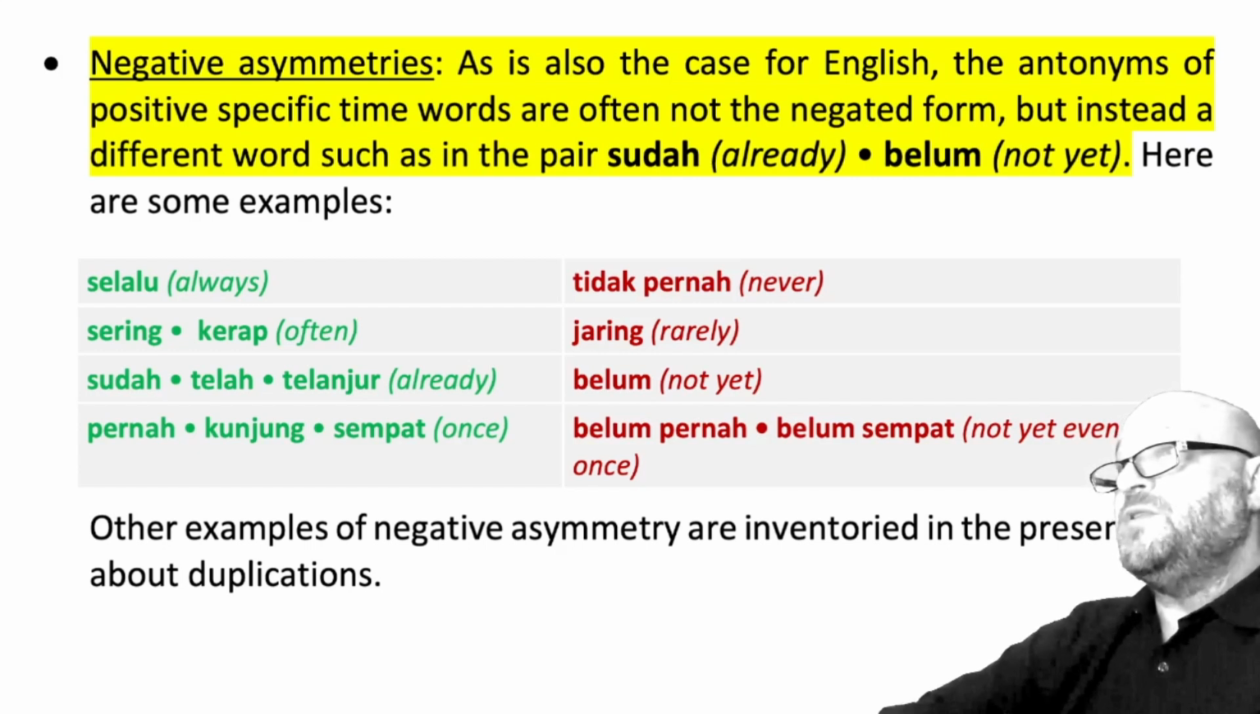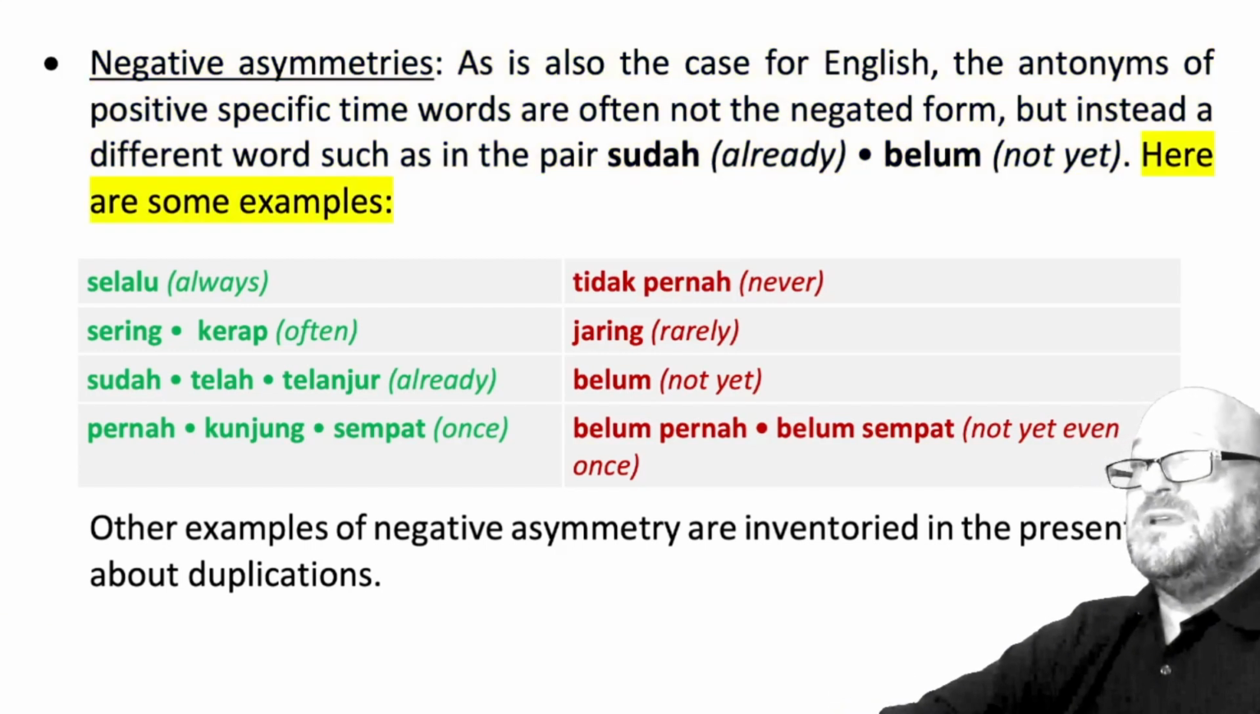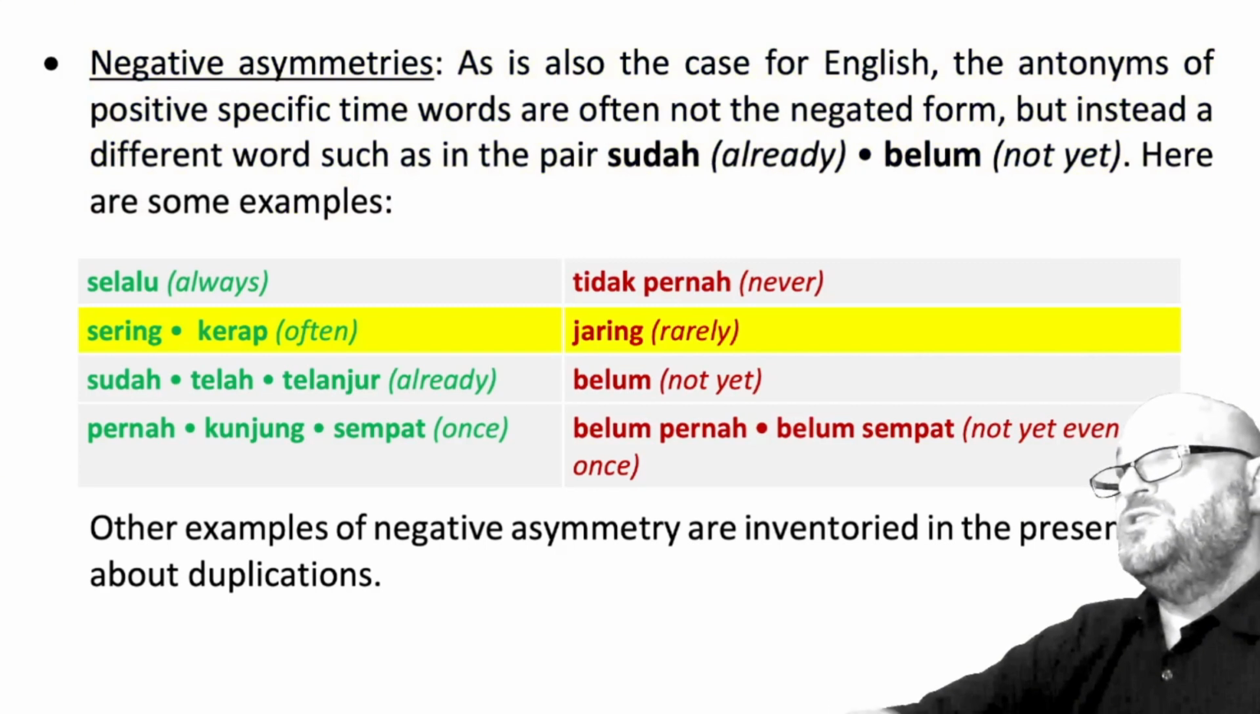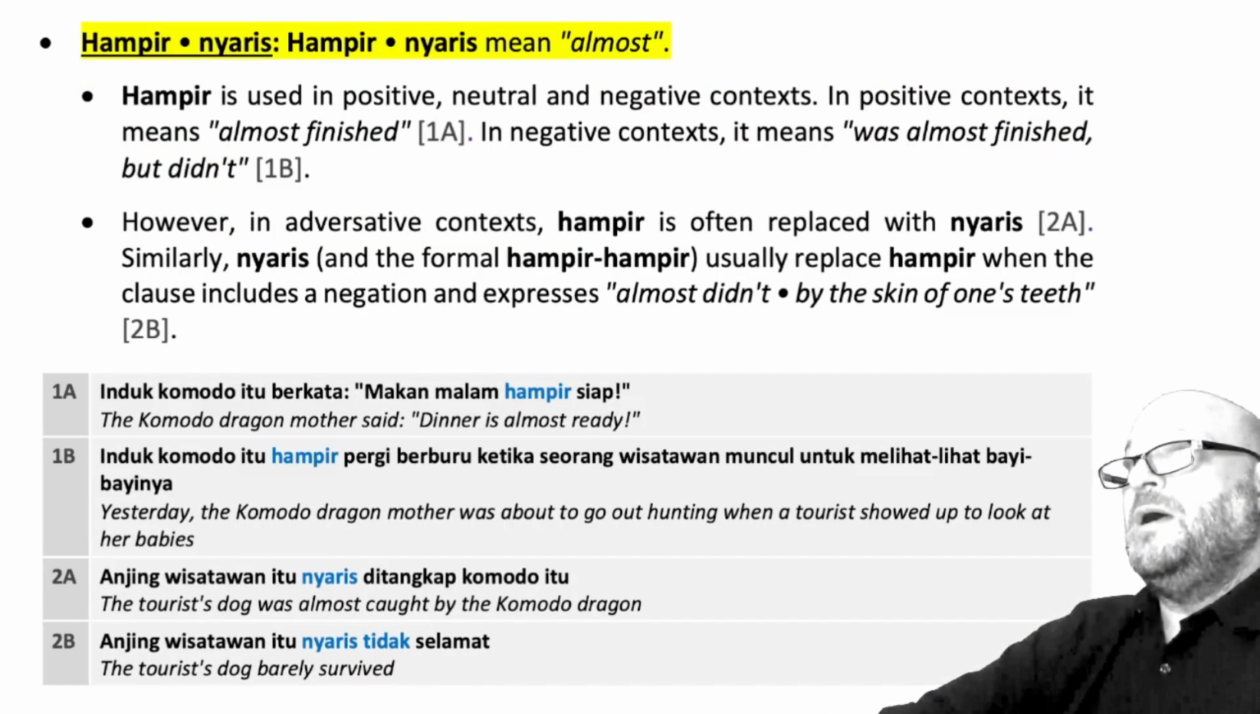Negative asymmetries. As is also the case for English, the antonyms of positive specific time words are often not the negated form, but instead a different word, such as the pair sudah, belum, already, not yet. Here are some examples. For example, sering, often, jarang, rarely. Hampir, nyaris. They mean almost.